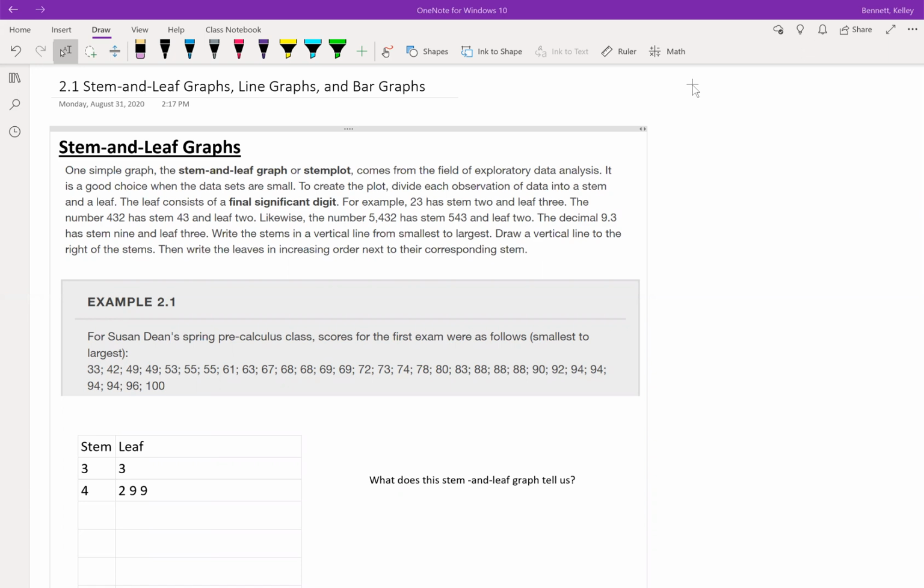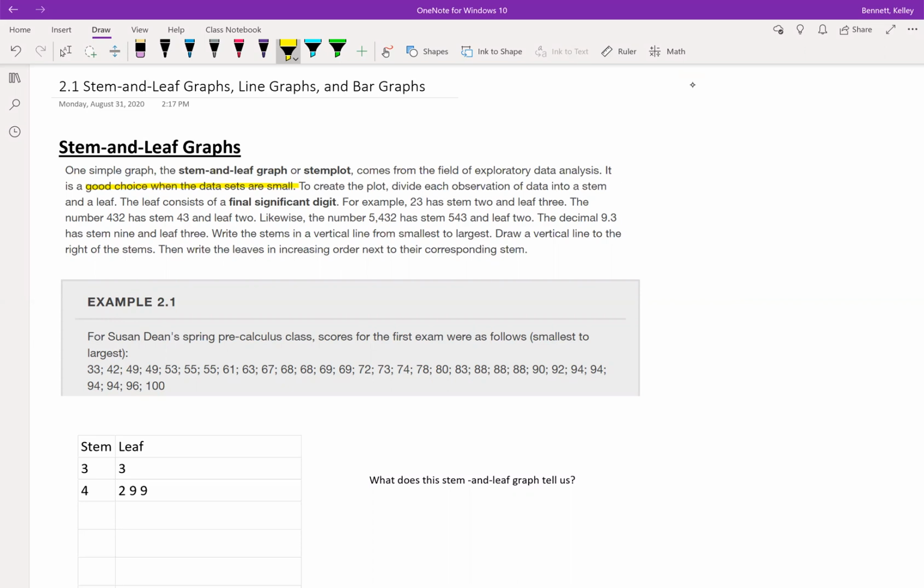So a stem and leaf graph or stem plot is another way to express our data, organize our data. It kind of falls into that descriptive statistics realm. And it's only good really when the data set is small. In order to create a stem plot, it's not necessary, but it's convenient at times to order the data. We also want to divide the data into kind of the second highest digit.